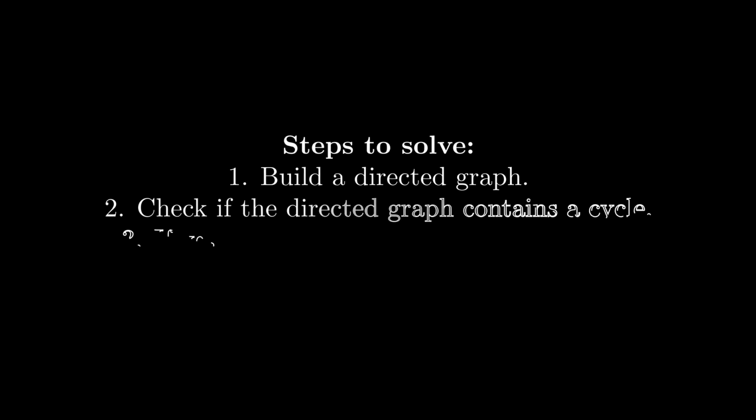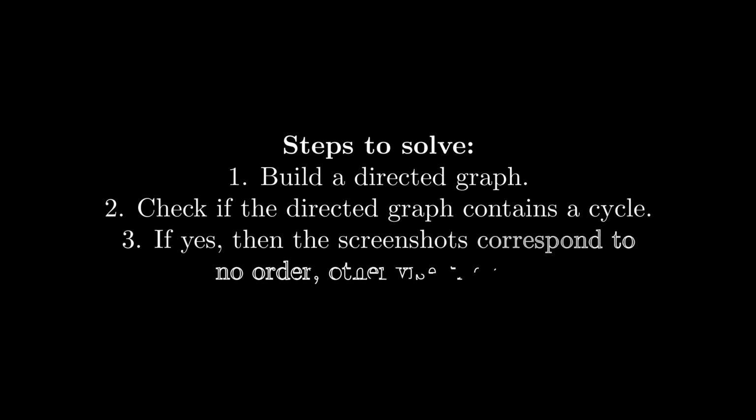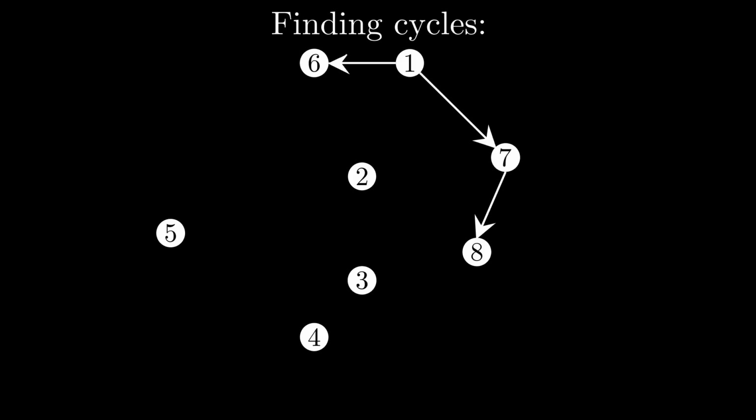So we have a straightforward solution. Build a directed graph from our input using the aforementioned rules and check if it contains a directed cycle. If so, then the screenshots correspond to no particular order, otherwise they do.